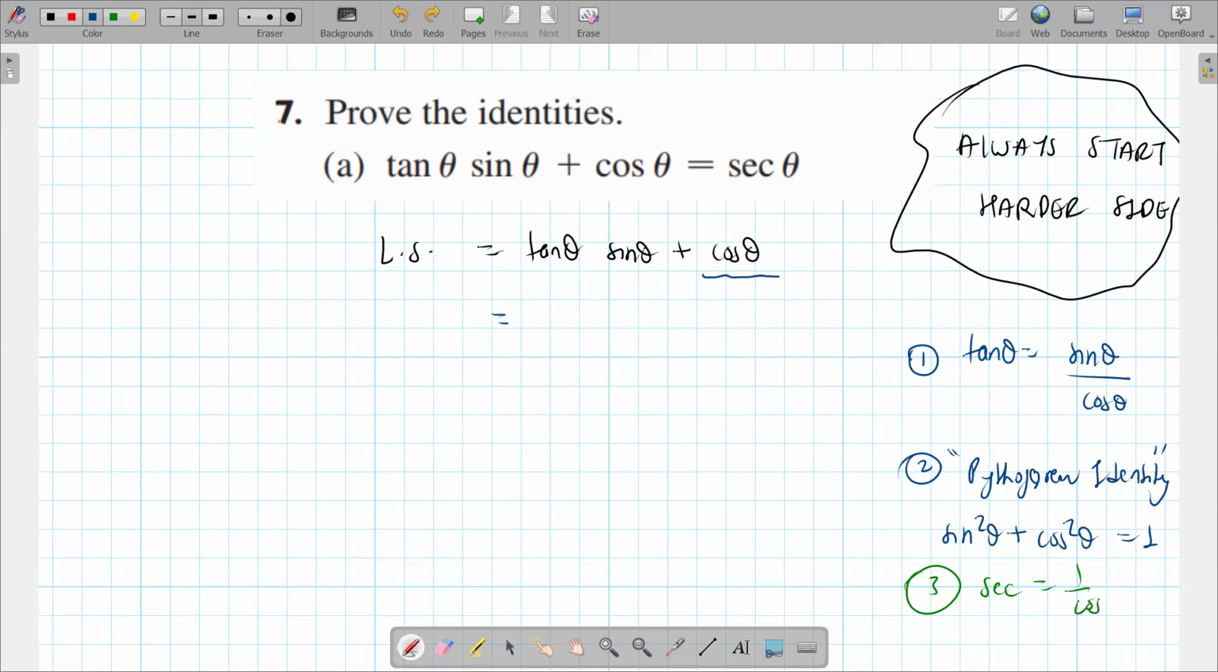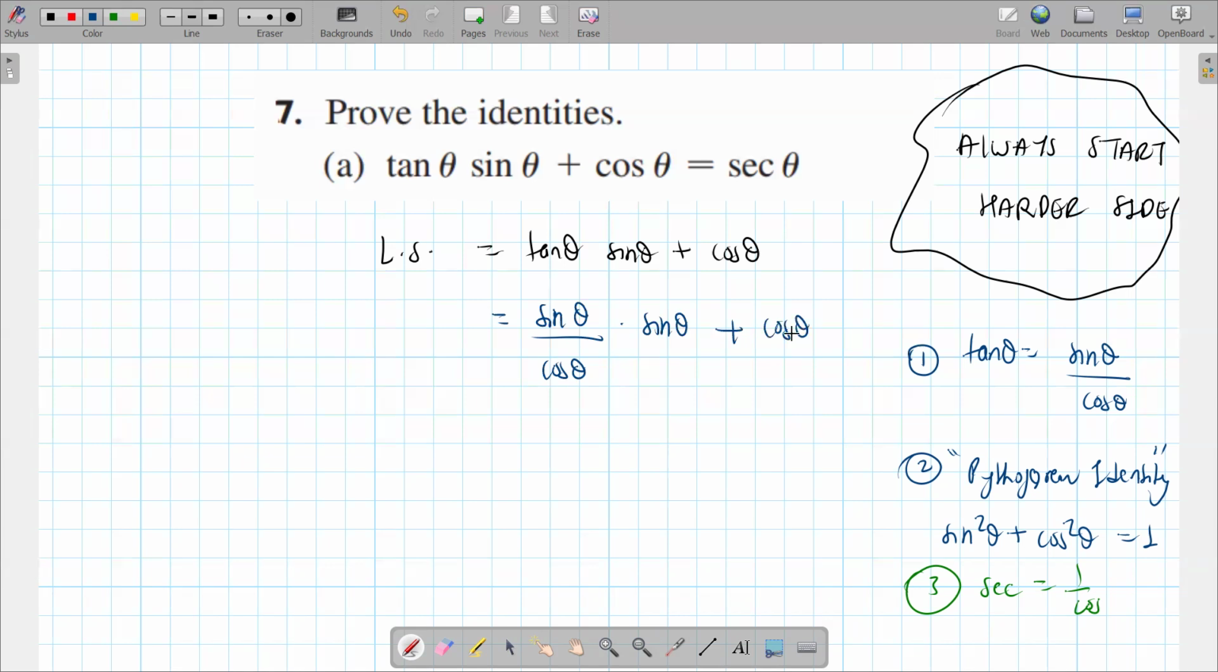Cosine, you can't simplify or rewrite this. Sine, you can't simplify or rewrite this. What about tan? You can change it to sine over cosine. Exactly. So that's the only thing we can do. So that's what we're going to be doing. Tan is sine theta over cos theta times sine theta plus cosine theta.